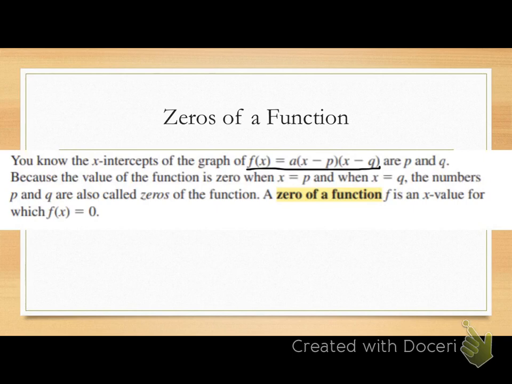The numbers p and q are also called the zeros of the function. So there's multiple words for our solutions here. I can call it my solution. I can call it my root. Remember we called them roots yesterday. And I can call them zeros. So if it asks me to find the zero of a function, it's just wanting me to solve for the x value when f of x equals 0. So I'm just finding the solution.